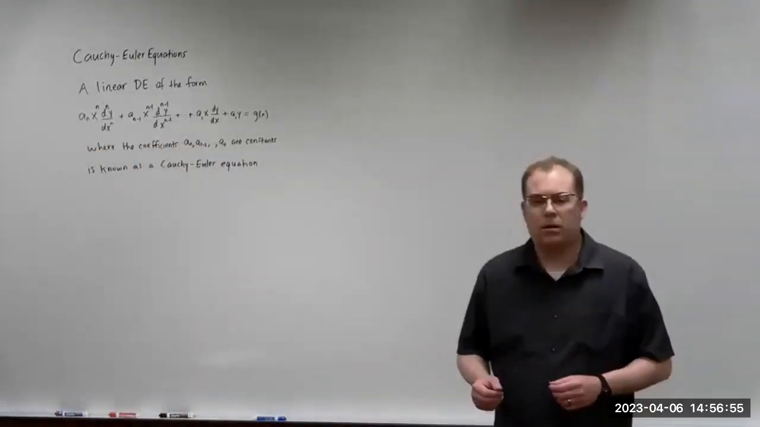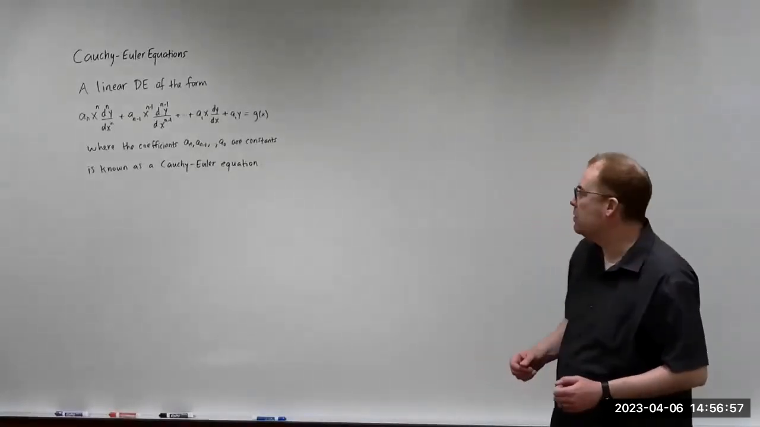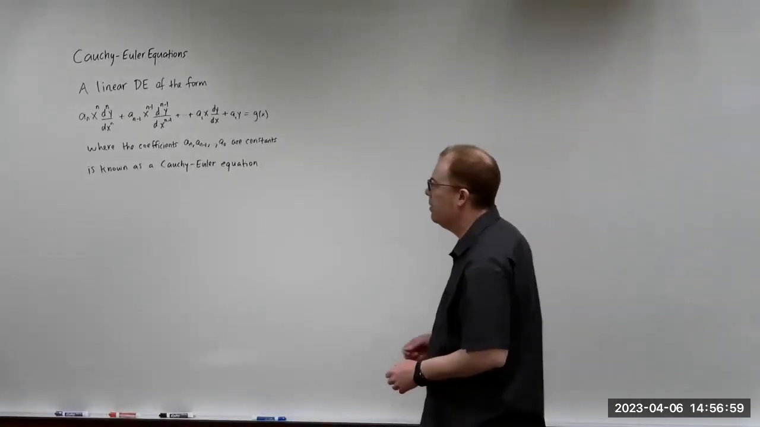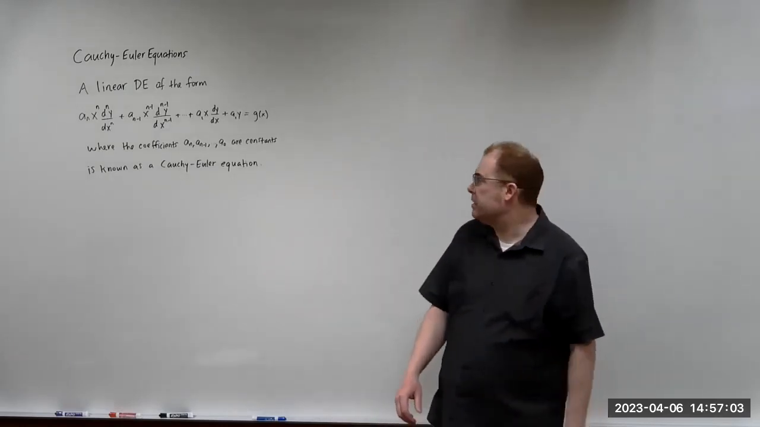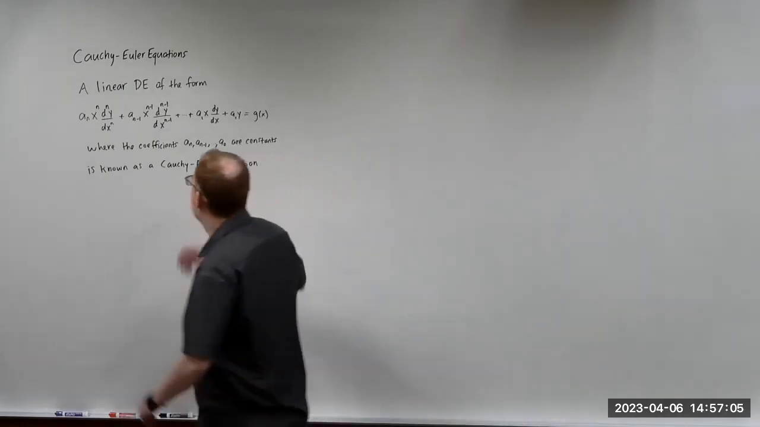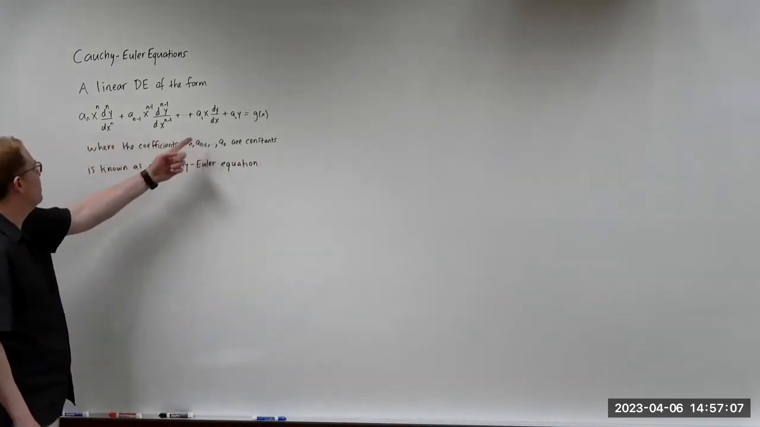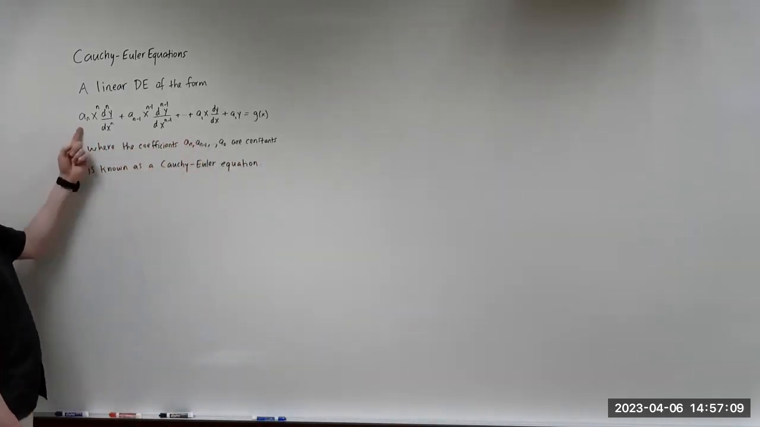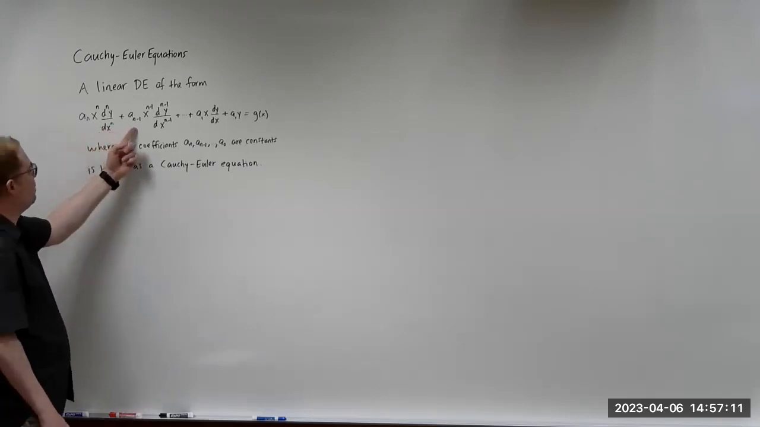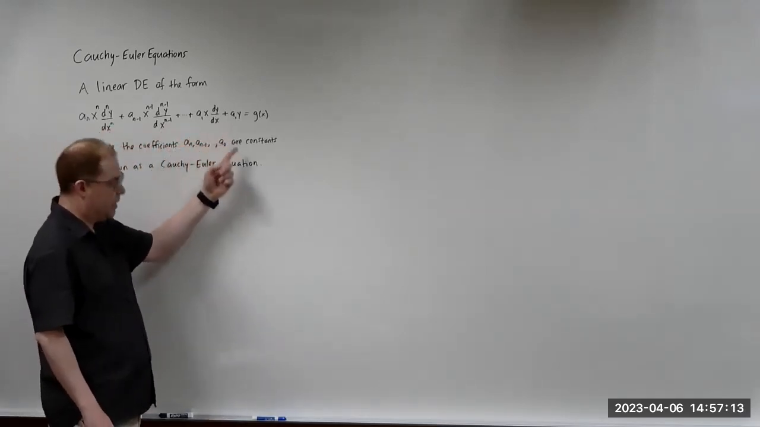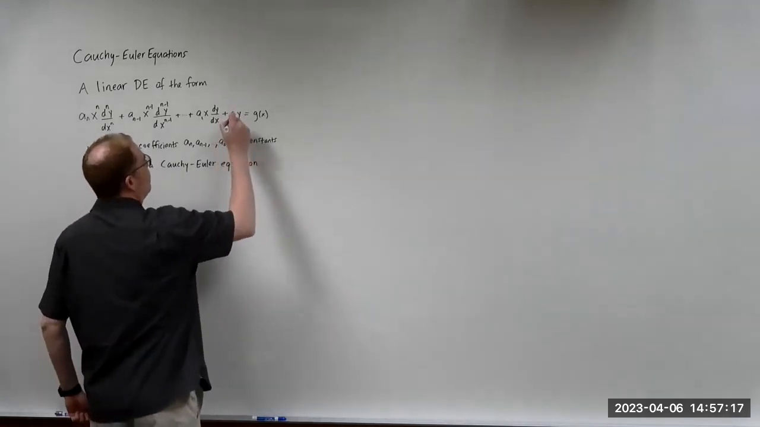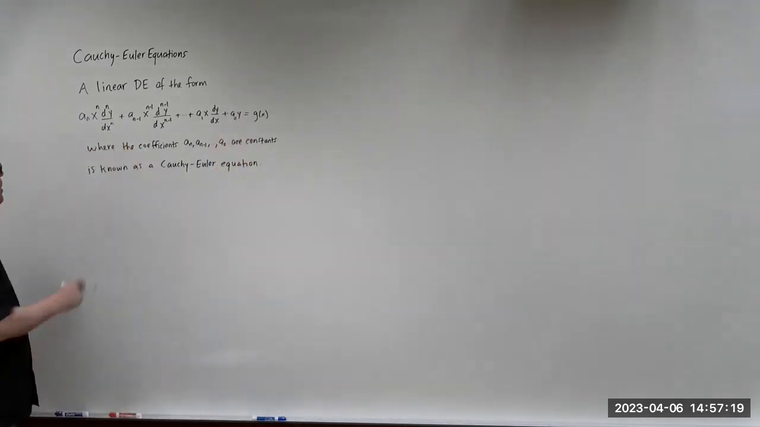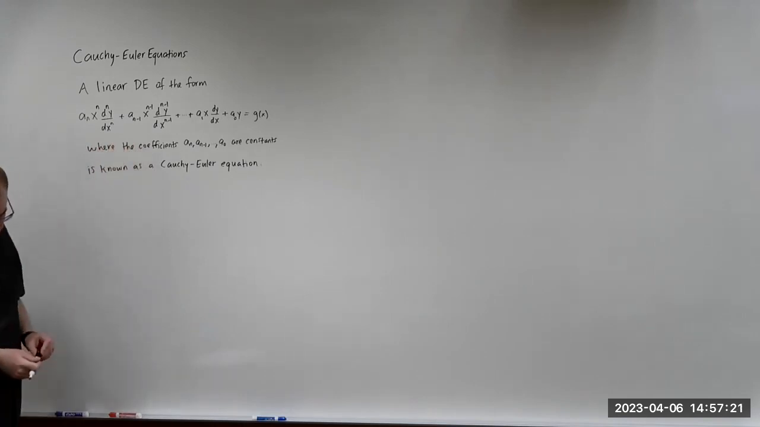So in this video, I'm going to talk about Cauchy-Euler equations. So basically, a Cauchy-Euler equation is a linear differential equation of this form. So you have your coefficients here, a sub n, a sub n minus 1, a sub 1, and a sub 0. And then you have your corresponding differentials.